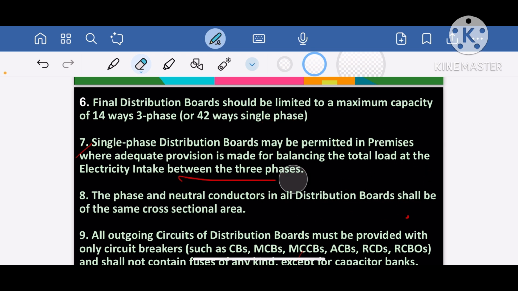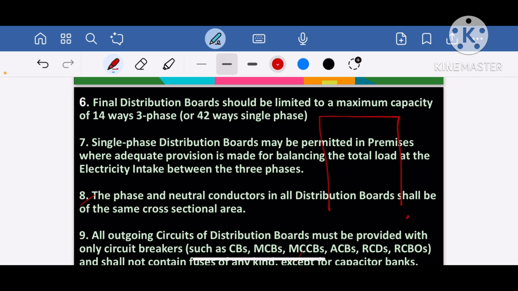Now let us move to the other point, that is point number 8. The phase and neutral conductor in the distribution board shall be the same cross section area. As we know, for any distribution board we will have R phase bus bar, Y phase bus bar, blue phase bus bar and neutral bus bar. The cross section of the phase bus bar and the neutral bus bar should be the same for any distribution board.